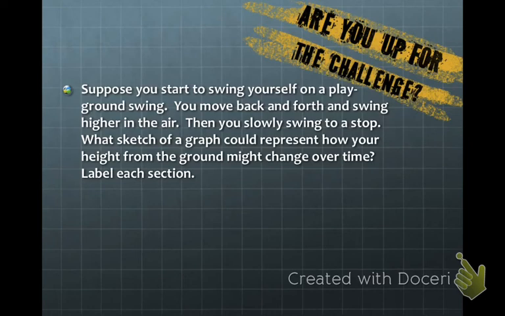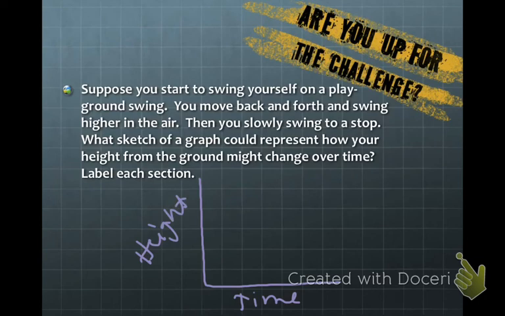I want you to think about this for a second and see if you can figure out what it would look like. All right, so we're going to go ahead and talk about this. So we've got our table here. The two things we're talking about are time and height. What's happening to you as you swing? Well, do you start right away on the ground? Or when you sit on the swing, do you take your feet off the ground? So I'm going to say we start a little bit off the ground.